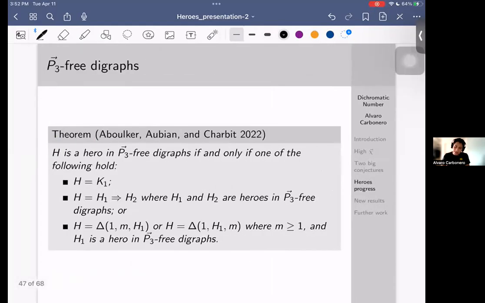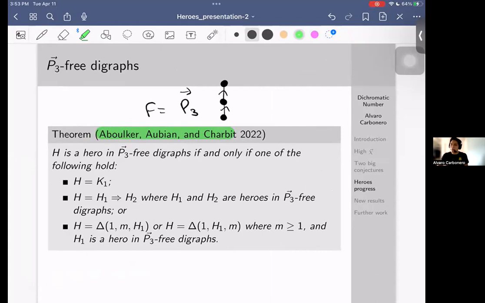And another positive result is that the conjecture is also true when F is P3, the directed path on three vertices, in particular this orientation, all forward. This was proven by Abulkar, Albion, and Charbit. And it's really cool. Again, the conjecture works for P3-free digraphs.